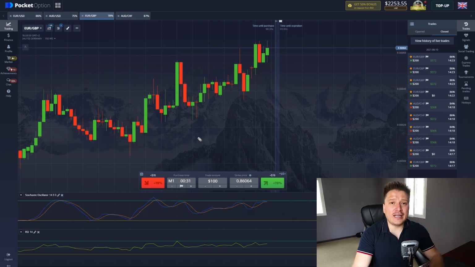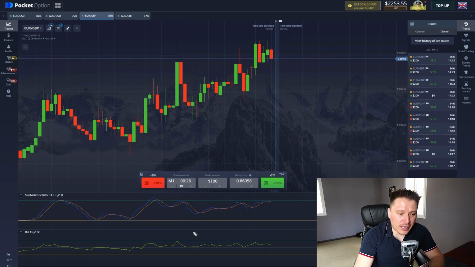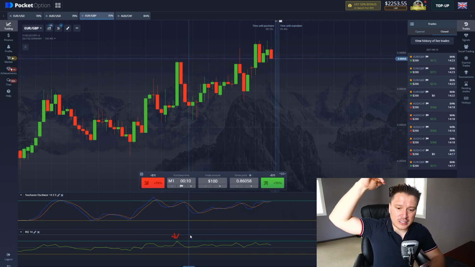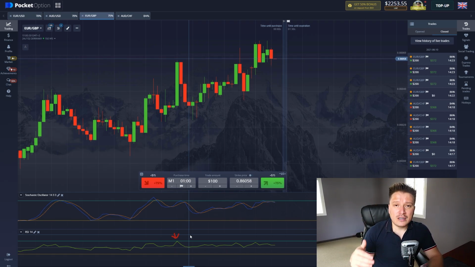Now, the RSI is the one that is going to give us the entry point. How do we know that? Whenever we see that the RSI touches the level of 70 or 30, then we enter for the opposite direction. Let me say that one more time. Whenever the RSI touches the upper line, which is at the level of 70, or touches the lower line, which is at the level of 30, then we enter for the opposite direction. When it touches the 70, you enter for a put. When it touches the 30, you enter for a call.